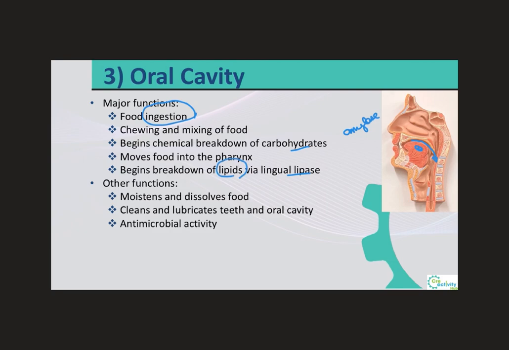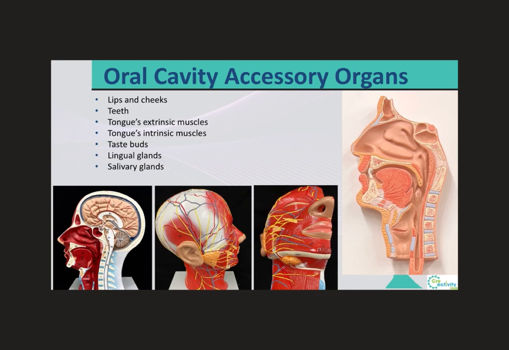With regards to other functions, we have that saliva will help to moisten and dissolve the food. It will also help to clean and lubricate the teeth and oral cavity. And because it has certain components, it will help to reduce bacteria inside of the mouth. And we will talk about the components of saliva in a couple of slides. Like I said, the oral cavity is important because that's where ingestion starts. But really, the accessory organs are what are going to be important to help with a lot of the digestion process that occurs inside of the oral cavity.